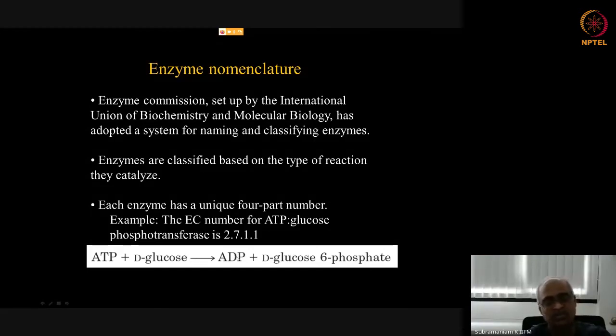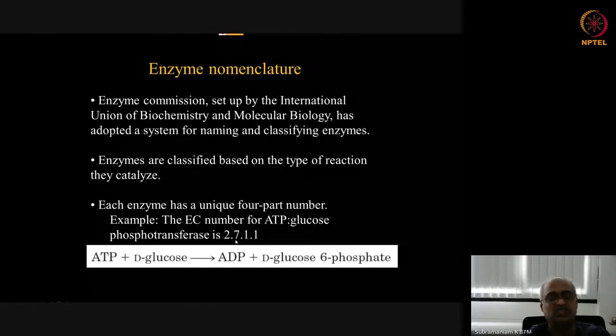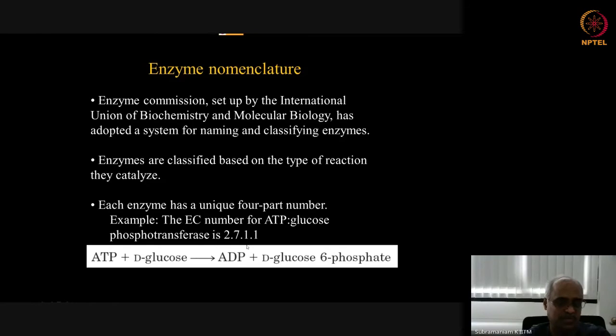Like 2.7: under 2, this is the 7th subgroup. And in that you have a subgroup, and then a subgroup, and the 4th digit is basically not a group. It specifically identifies a given enzyme. So the main focus is the type of reaction that they catalyze. That is the basis used by the International Union of Biochemistry and Molecular Biology, which has a subcommittee called the Enzyme Commission, and this Enzyme Commission is the one that gives the name.